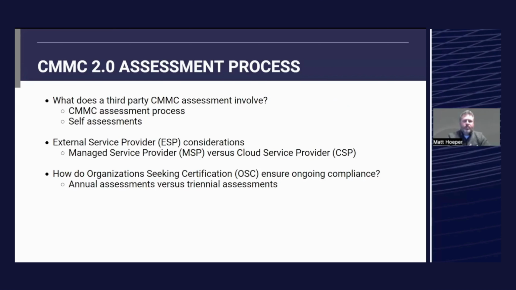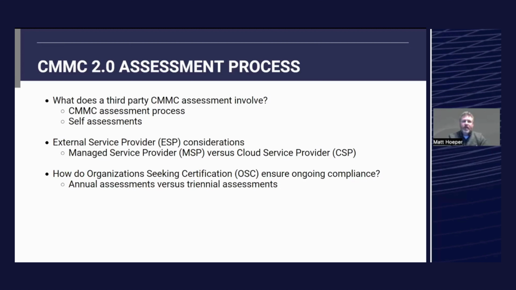So I am going to give an overview of what the process would look like for an OSC, an organization seeking certification. The very first thing that you're going to want to do is identify what level you need to be at. As Payam mentioned before, if you're in possession of only FCI, that would put you at level 1, which is self-attestation. And if you're in possession of CUI, that puts you at least at level 2, where you would need a C3PAO, which is a CMMC third-party assessment organization, come out and assess you.